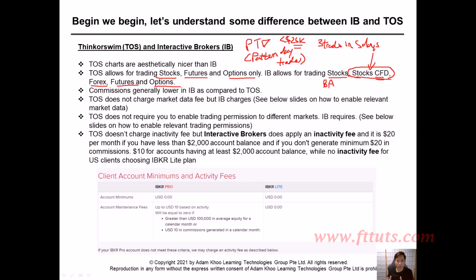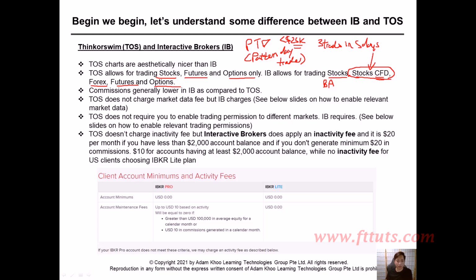So the reason traders use the stock CFD is because they want to circumvent the pattern day trader rule, because the stock CFD is not under the stock pattern day trader rule. So you can trade as many round trips as you want, even if your account is less than $25,000. The margin interest for stock CFD is generally a bit higher. If your account is more than 25,000, like I personally, I just do stocks.